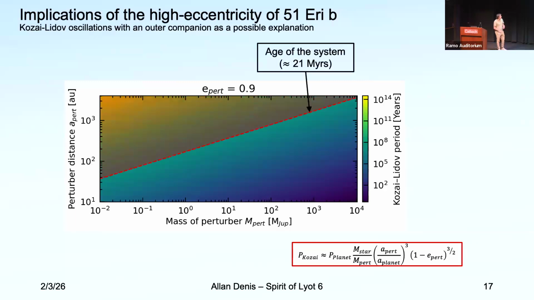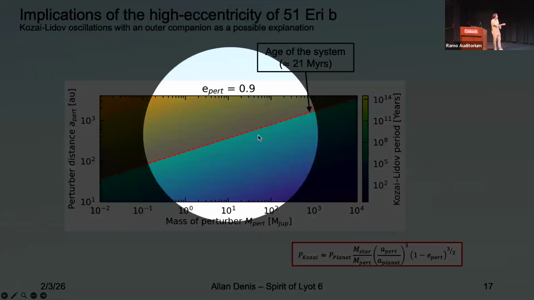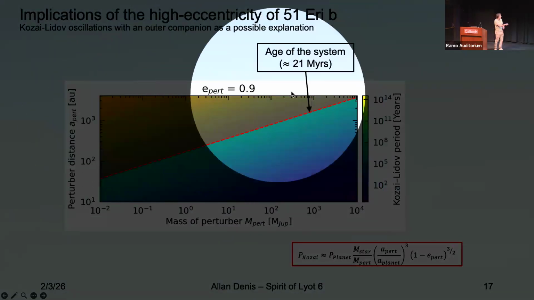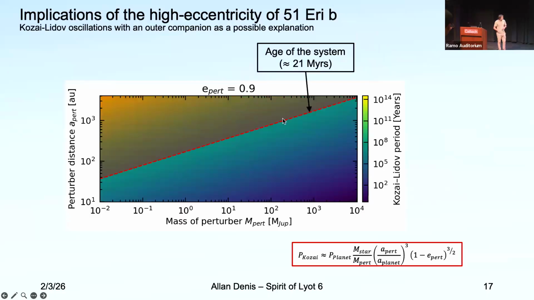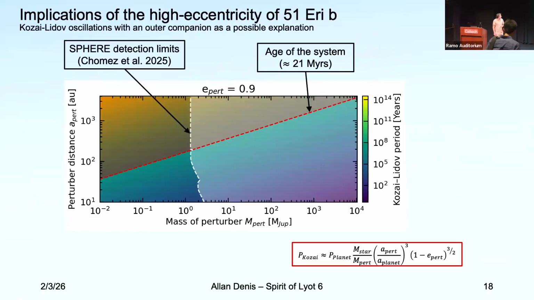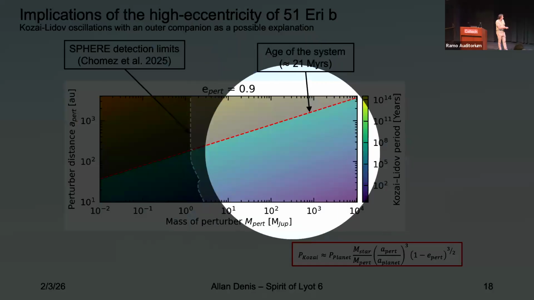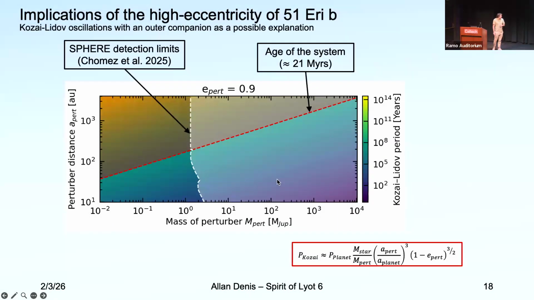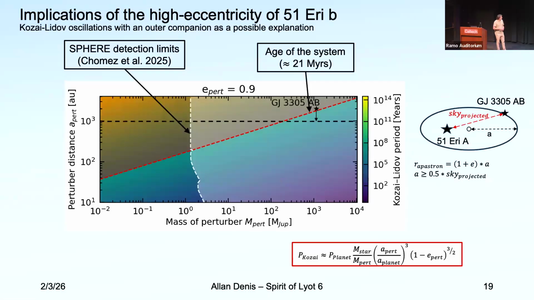One thing we can say is that the time scale of this oscillation must be lower than the age of the system. So if we plot the age of the system, we can exclude this region where the time scales are higher. We have another constraint which comes from the SPHERE detection limit. Every planet in this region would have already been detected by SPHERE, so we can also exclude this region. At the end, we are left with this region.